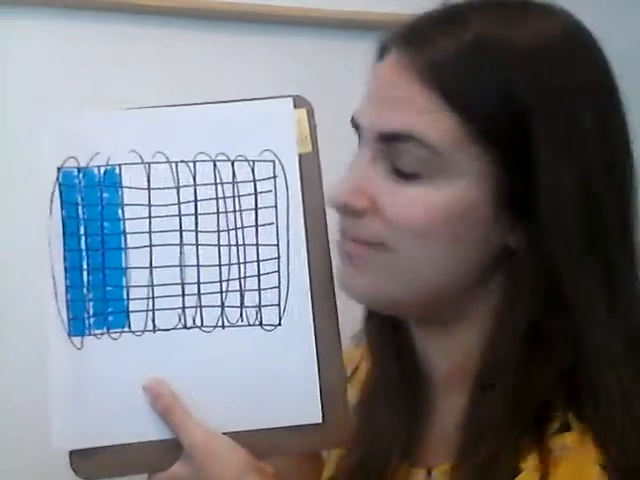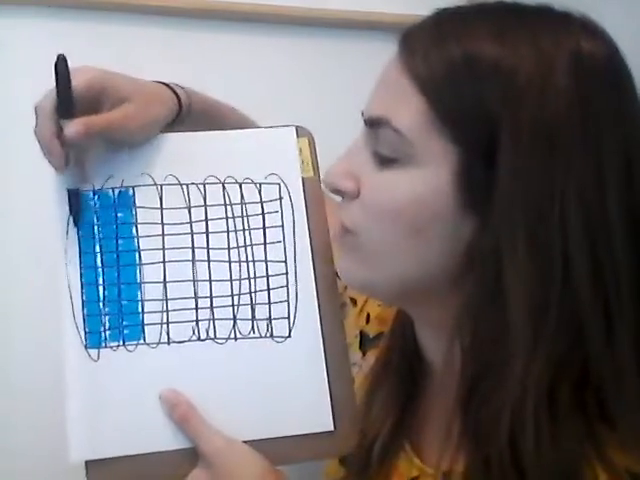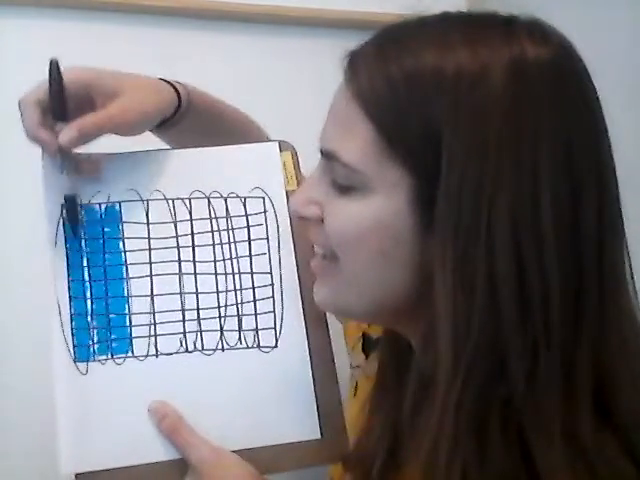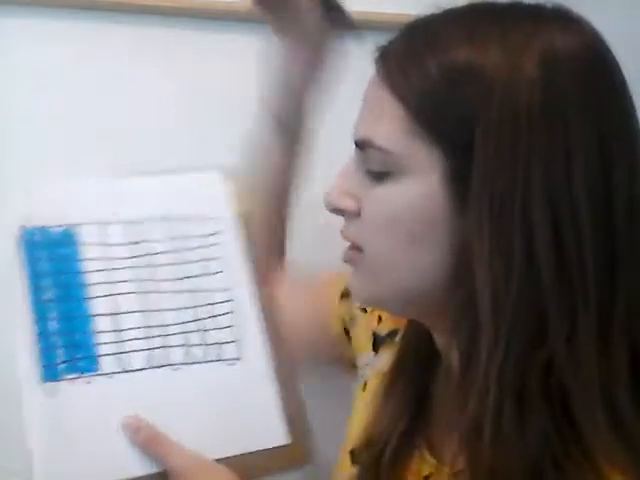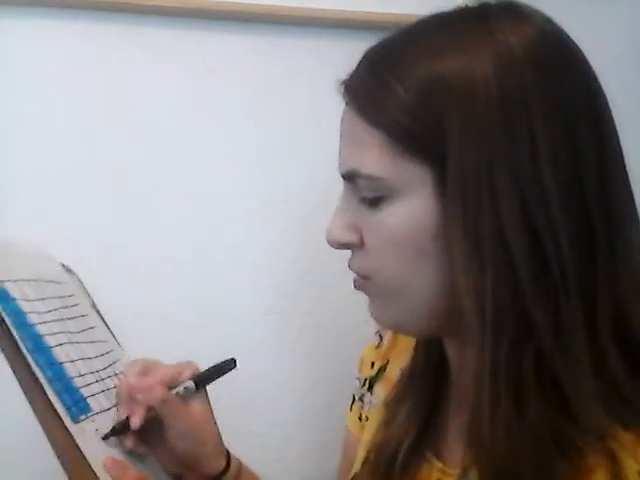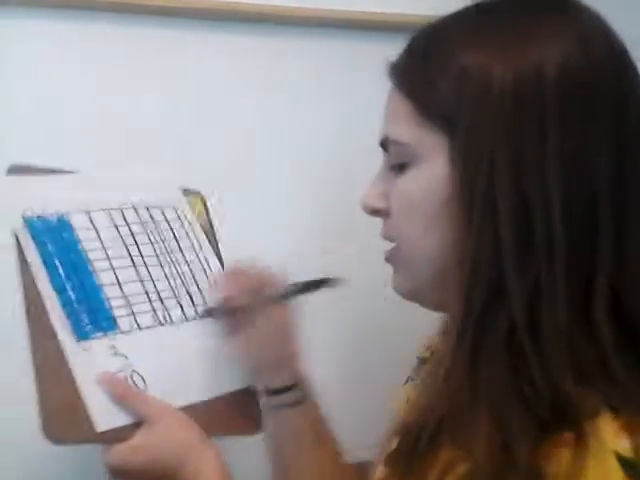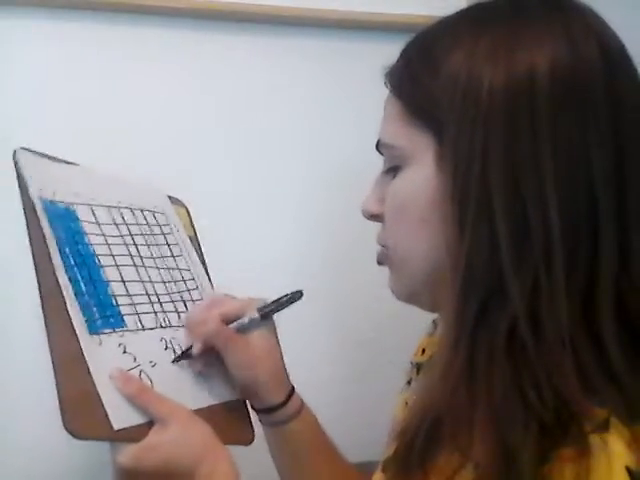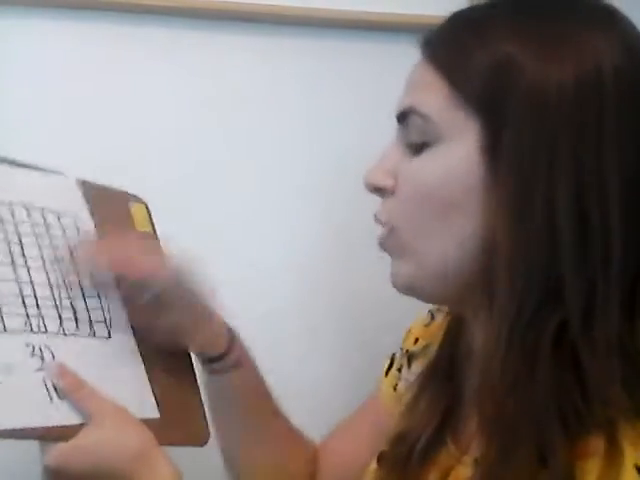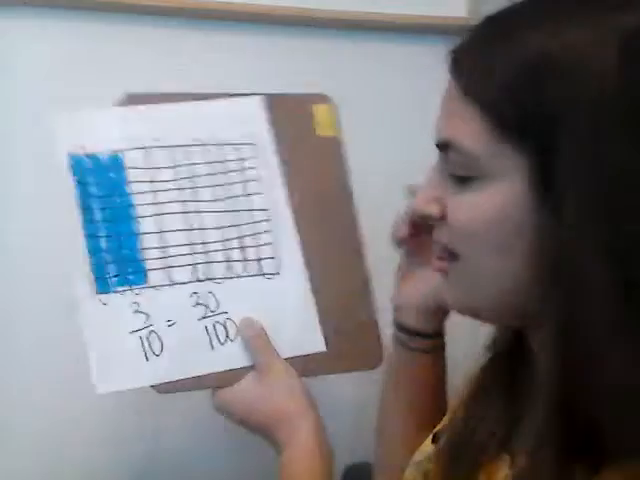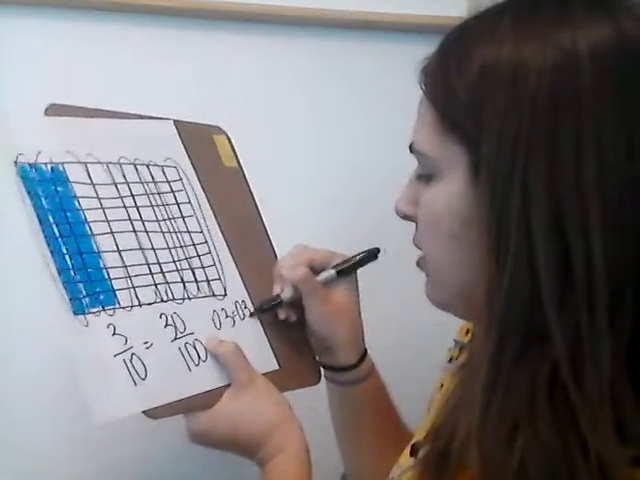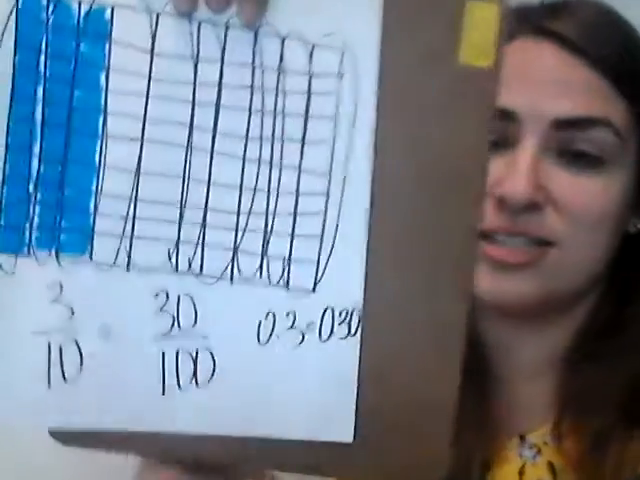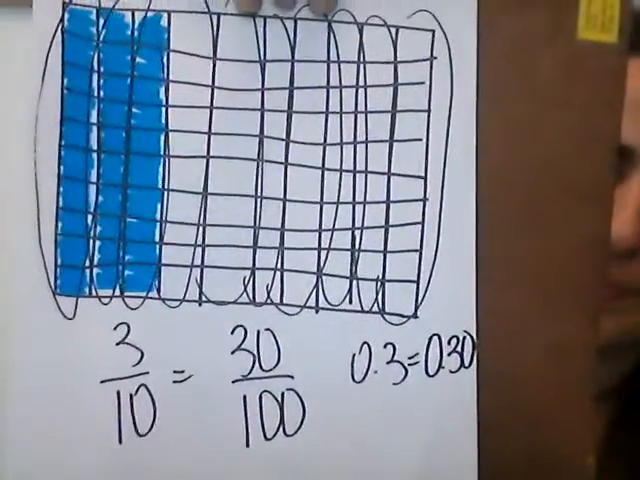I know it's not really clear or very neat, but I see that out of the 10 groups that I made, 3 of them are shaded. So this shows me that 30 hundredths is equal to 3/10, which also means, you guys, that 3/10 is equal to 30 hundredths. I know this is kind of messy, but I think you guys get the picture.